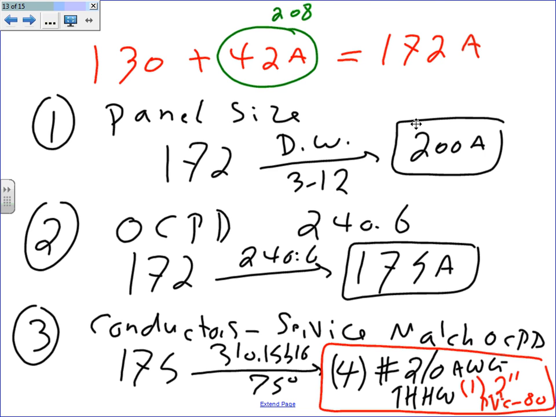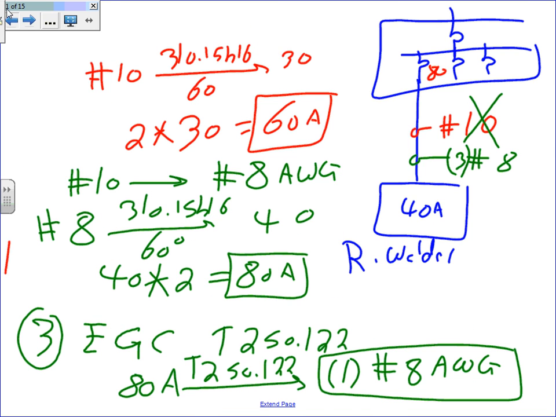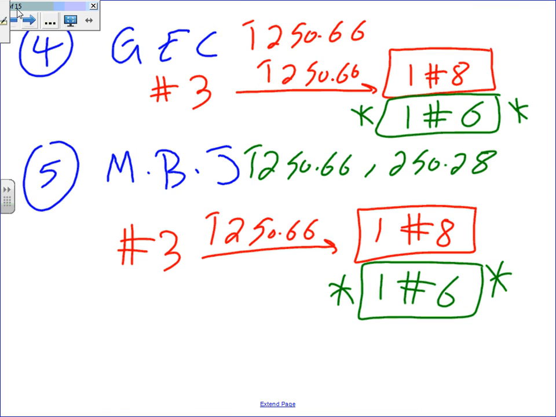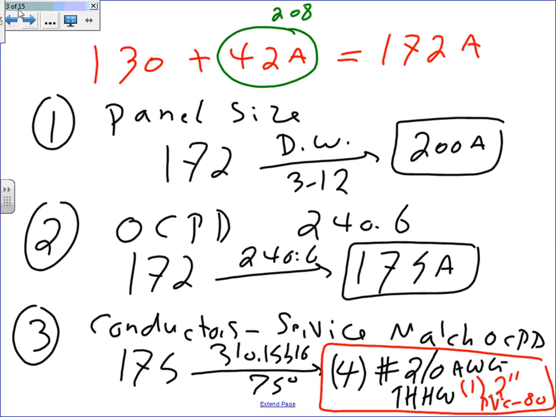Okay, this is a 208. Now we're going the wrong way. Okay, this is a 208, and also this one goes to 208. Now, Phil, my friend, if this was 480, can I add 130 amps at 480 to 42 amps at 208?